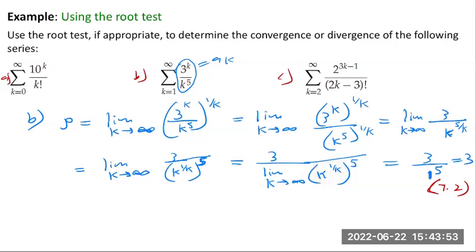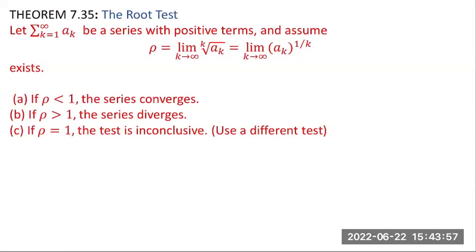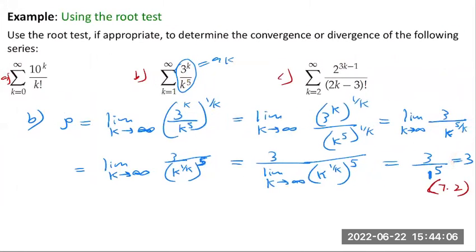All right, what does this tell us? Can we apply the root test here? As you can see, we calculated the value of rho, and the value of rho is bigger than 1 because the value of rho is 3 in this case. If the value of rho is bigger than 1, what is the conclusion of the root test? Series diverges, right?